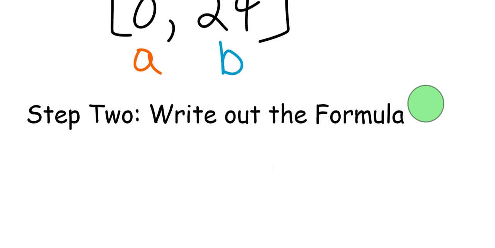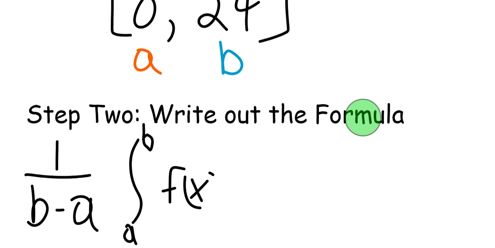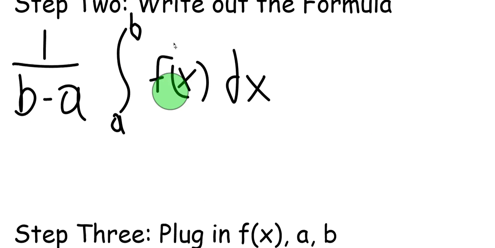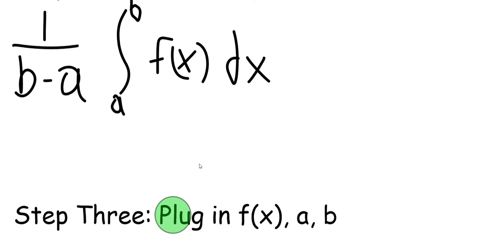Step 2, write out the formula. So what's the formula for average value? It's 1 over b minus a, and I've already shown a proof for this, so if you want to, go back and watch that video. 1 over b minus a times the integral from a to b of f of x dx. Very easy to remember. Once we've written out the formula, we're going to plug in f of x, a, and b, then figure it out.